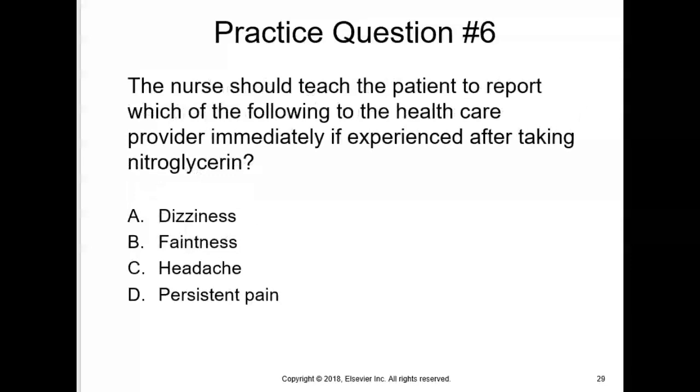Question 6, the correct answer is D as in dog. Dizziness, faintness, and headache can occur when taking nitroglycerin. It is important to teach the patient about avoiding complications related to orthostatic hypotension. Persistent pain indicates the possibility of acute coronary syndrome.